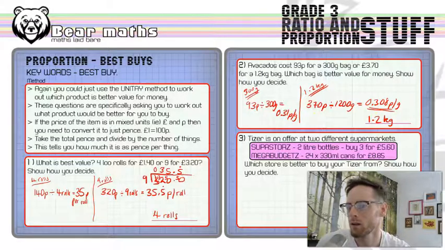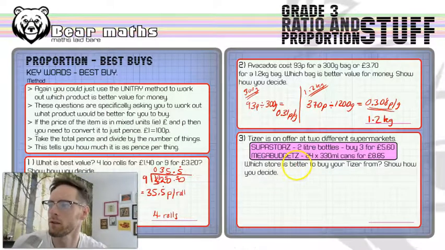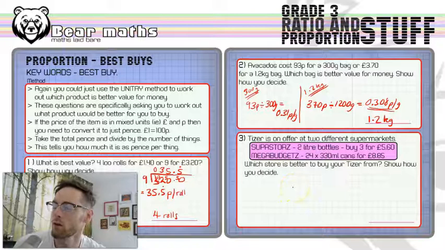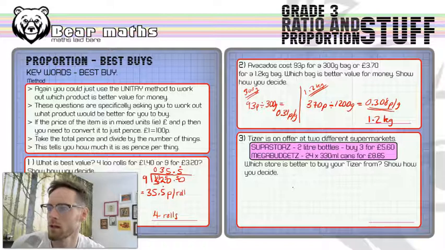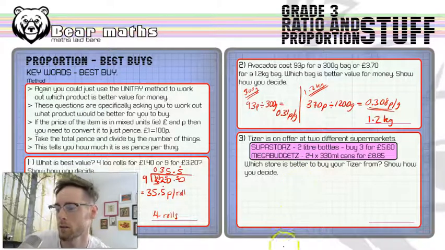Anyway, let's have a little look at the third and final, more complicated question that we might be faced with on this particular topic. So Tizer, a beautiful, disgusting fizzy drink, is on offer at 2 different supermarkets, Superstores and Mega Budgets. In Superstores, you can get 2 litre bottles and buy 3 of them on offer for £5.60. Or in Mega Budgets, you can buy 24 330ml cans for £8.85. We've got to show which store to buy our Tizer from.